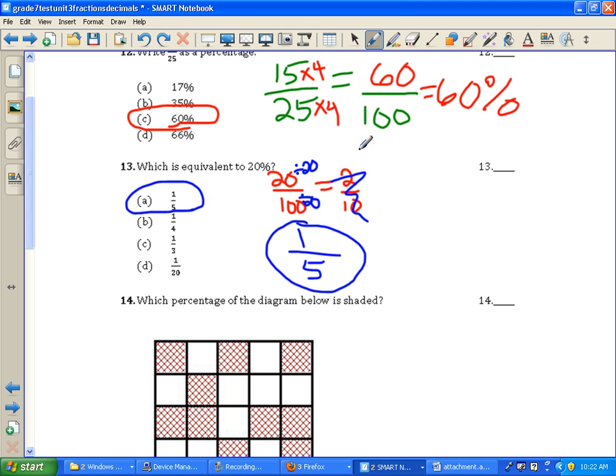Now we could have done the same thing with 2 out of 10. We could have just divided this by 2 and divide this by 2, and it would have worked the same way.